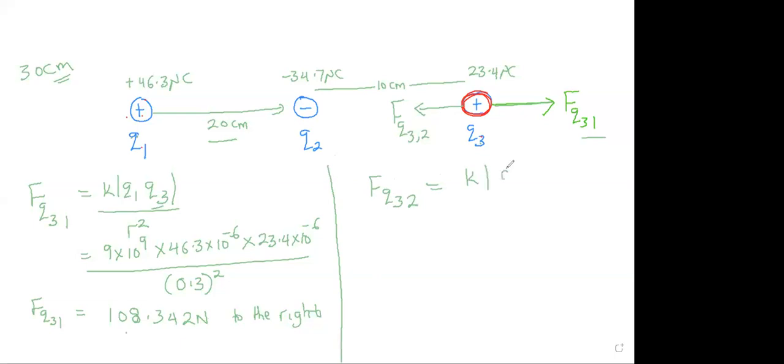I'll get my K, charge Q2 and charge Q3, divide by R squared. So our K is 9 times 10 power 9 times Q2, which is 34.7 exponent negative 6, times 23.4 exponent negative 6. All of it divided by, what are we going to divide with? What is the distance between Q2 and Q3? 0.1 meters, very good. So 0.1, everything squared. Can we go on and get the answer?